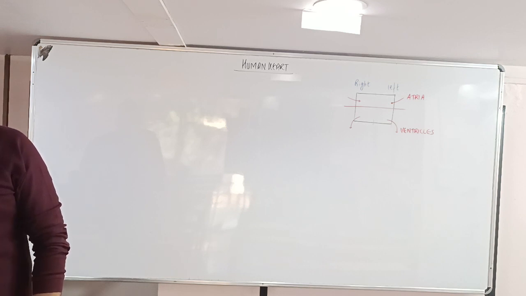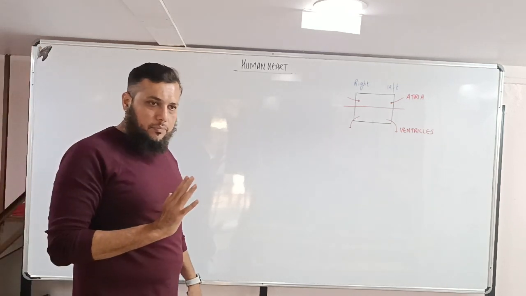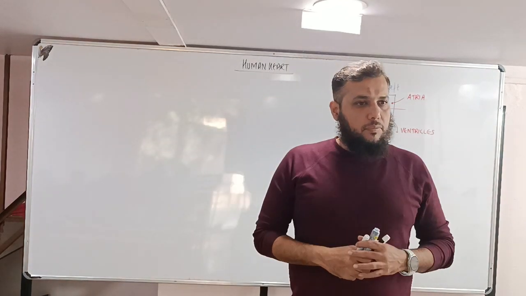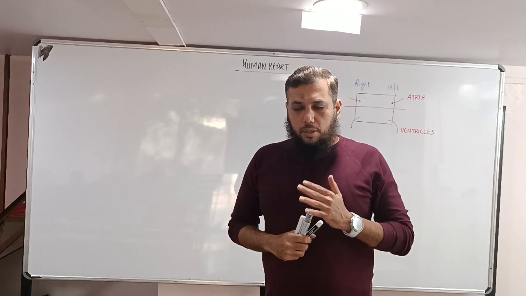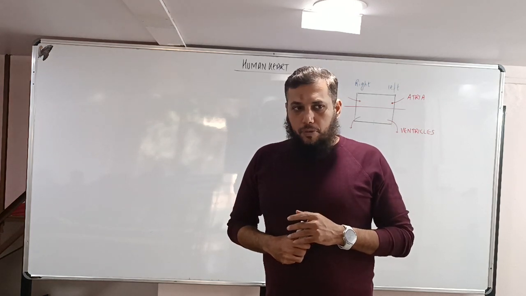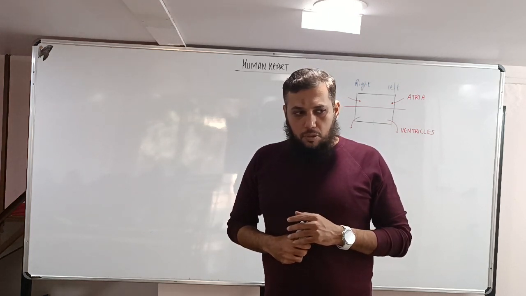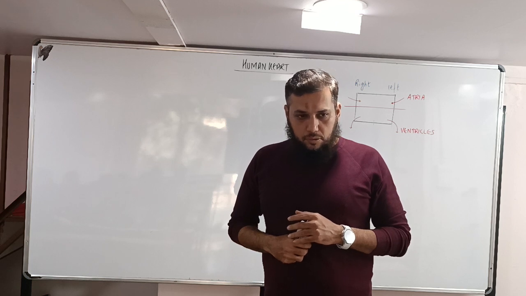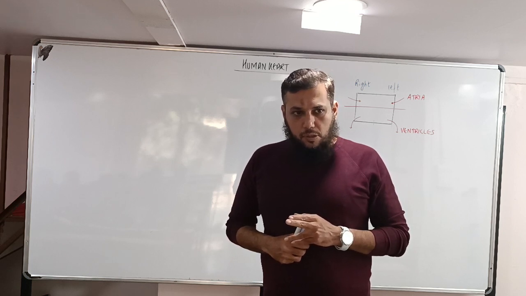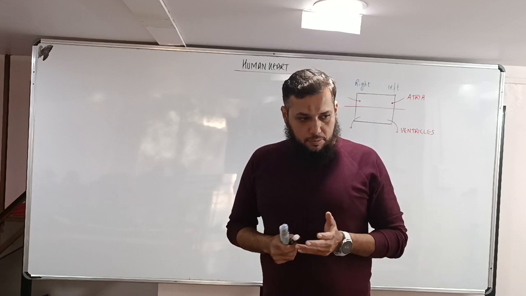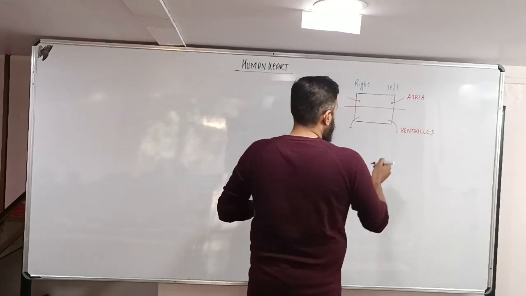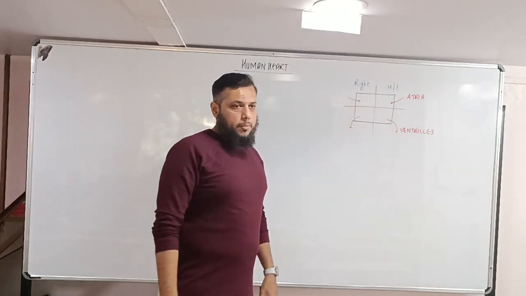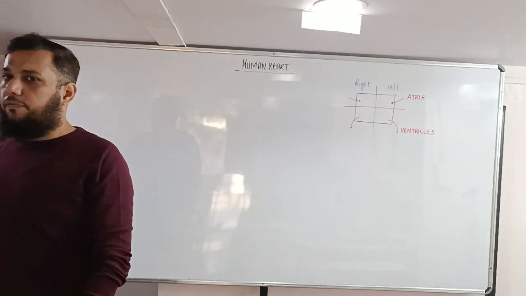Right, left side. Left means oxygenated. Right means deoxygenated. Atria means receiving chamber. Ventricles mean pumping chamber. Now tell me how many compartments does the heart have? 4.